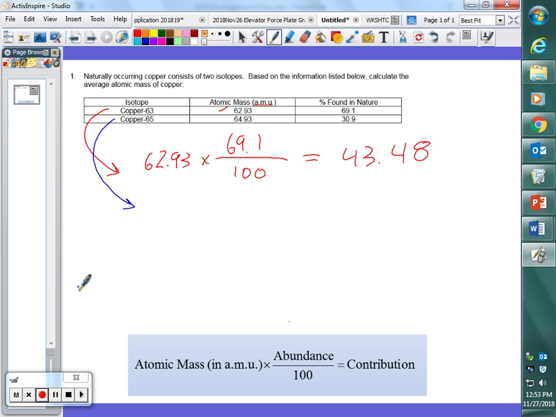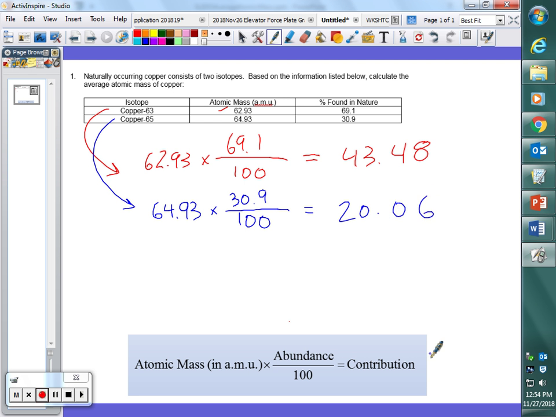But because we have 2 isotopes, we have to do this calculation again for our second isotope. So copper 65 has an atomic mass of 64.93, but it only shows up 30.9% of the time. And so we do this calculation now for copper 65. And what do we end up with? 20.06? You good with that?